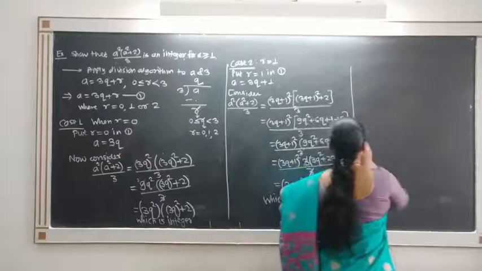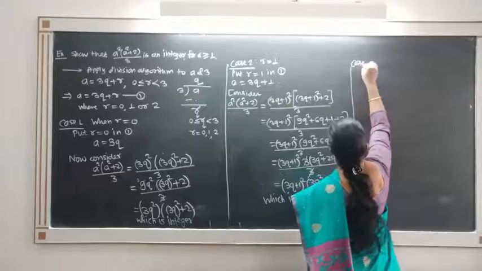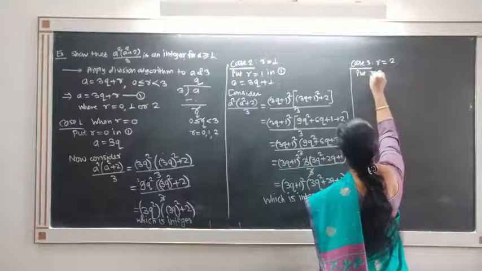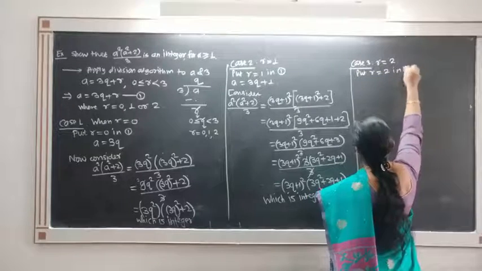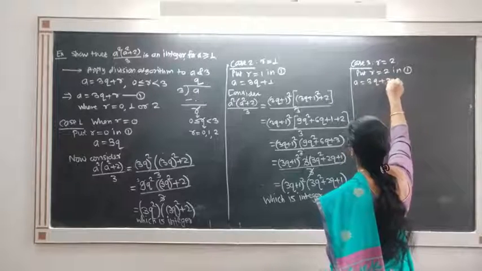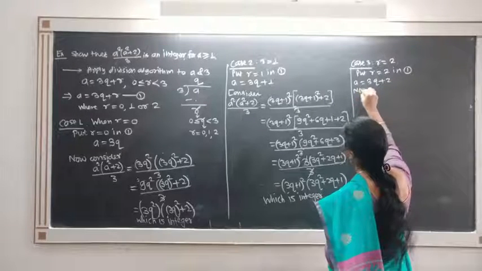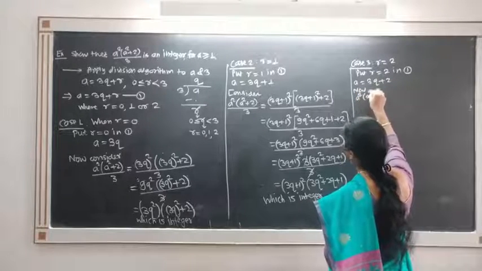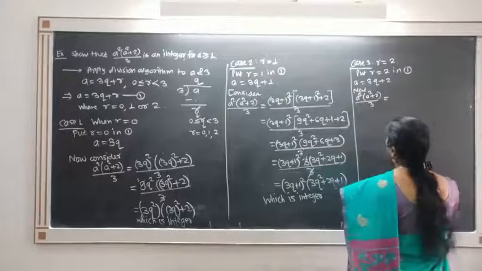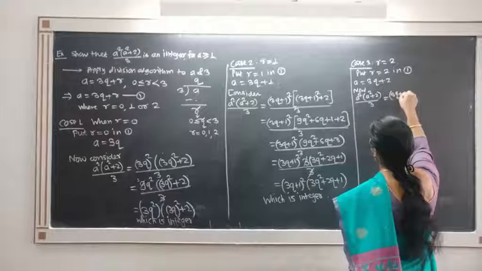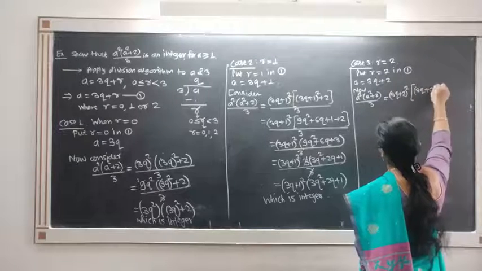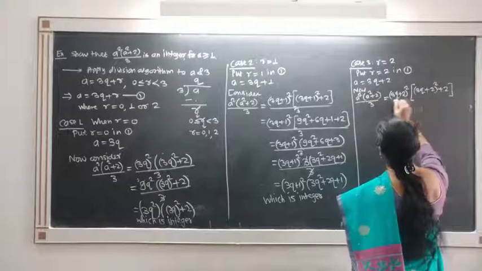Now consider case 3, when r is equal to 2. So put r is equal to 2 in equation 1. That is a is equal to 3q plus 2. So consider the expression a square into bracket a square plus 2 upon 3. Put the value of a as 3q plus 2. So (3q plus 2) square into bracket (3q plus 2) square plus 2 upon 3.